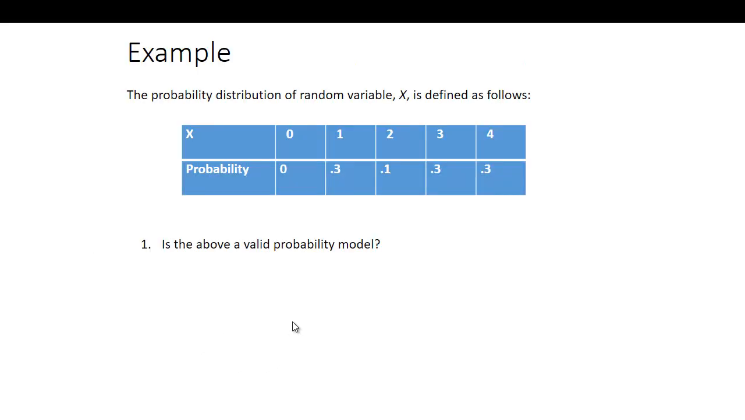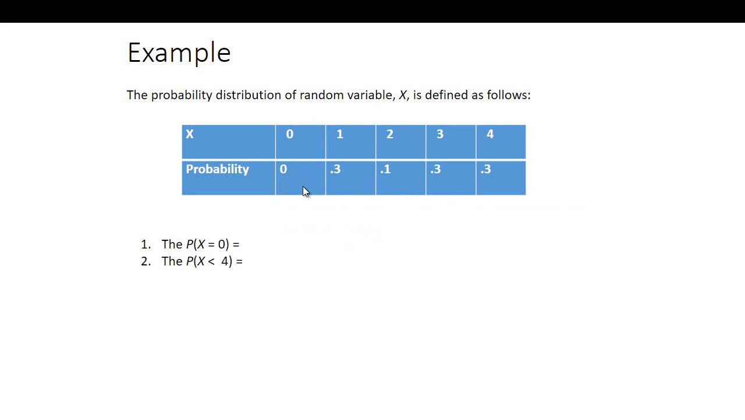All right, so here I have a distribution for a variable, and the question is, is this a valid probability model? Well, to check that, we have to make sure that all the probabilities are non-negative and they add up to 1, and that's the case. If I add 0.3, 0.3, 0.1, 0.3, we get 1. So this is a valid probability mass function, or this is a valid distribution. Again, the probabilities must be non-negative, and they must add up to 1.